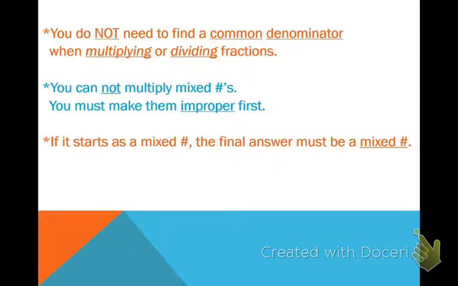Okay, so these are some important things that we learned way back at chapter 2. Okay, I think this was 2.4. You need to remember you do not ever have to find a common denominator whenever you're multiplying and dividing fractions. That is only when we add and subtract. Next up, it says you cannot, I repeat, you are not allowed to multiply mixed numbers. What does it tell us that you have to do first? You have to make them improper first. And finally, read me what the last thing is that you just wrote down. Okay, so if it starts as a mixed number, it needs to end as a mixed number.